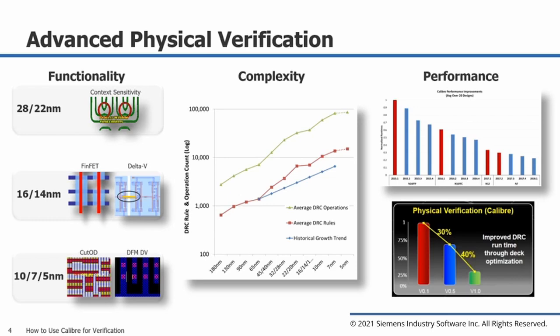So Calibre factory personnel and AEs work hand in hand with foundries to optimize their DRC to reduce runtime and, at the same time, optimize and improve Calibre engines as well.